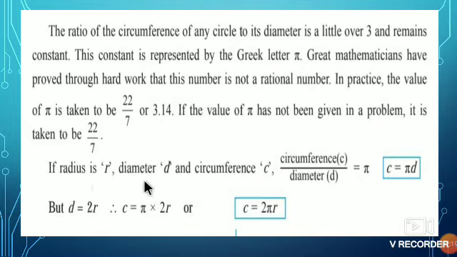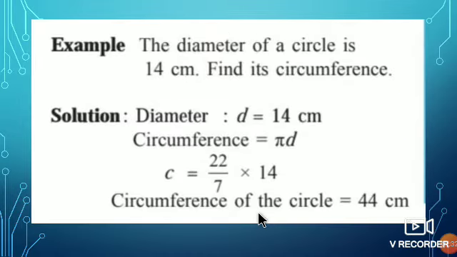If the radius is r, diameter is d and circumference is c, then the formula of the circumference is 2 pi r. This is the formula of the circumference. Now, how to solve the examples of the circumference?